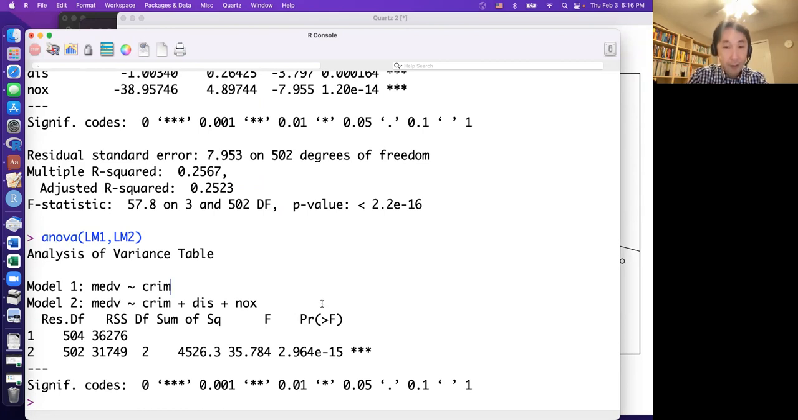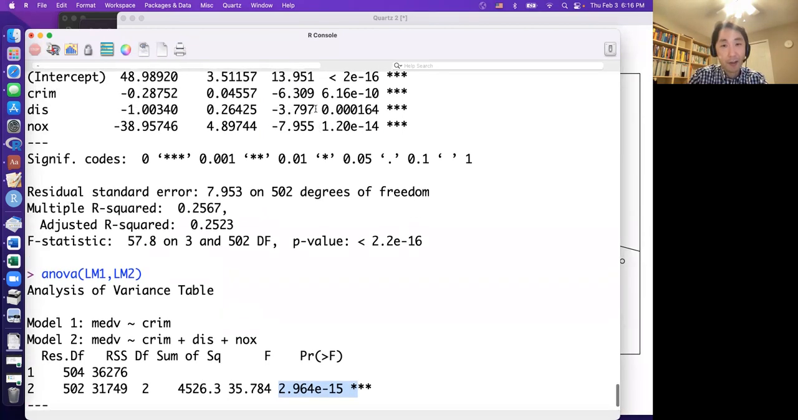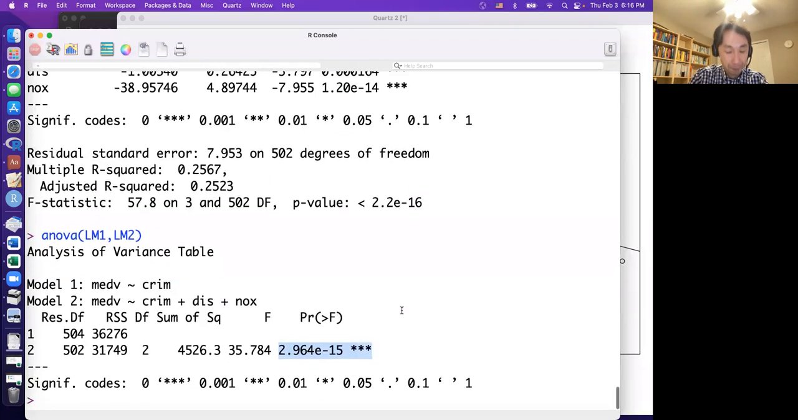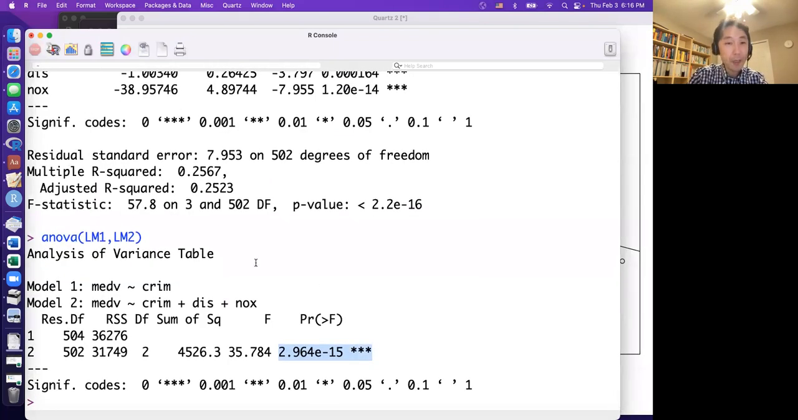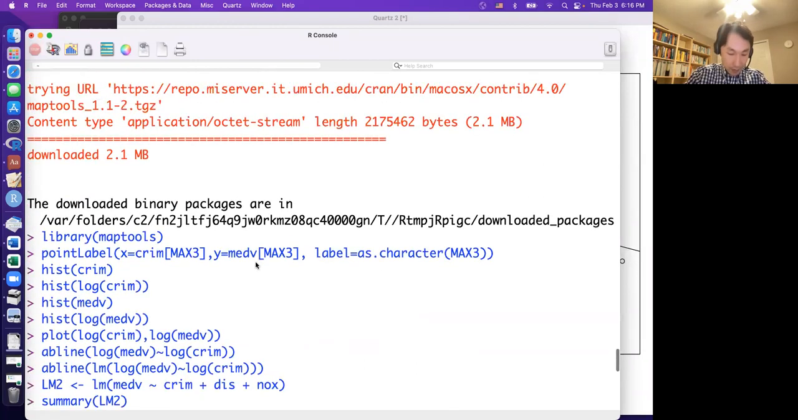And the ANOVA result here, the p-value is 2.9 times 10 to the power negative 15. Of course, each of these is significant on its own, so overall it's more significant, and the p-value is even smaller. So this is just the overall explanation for the linear model.